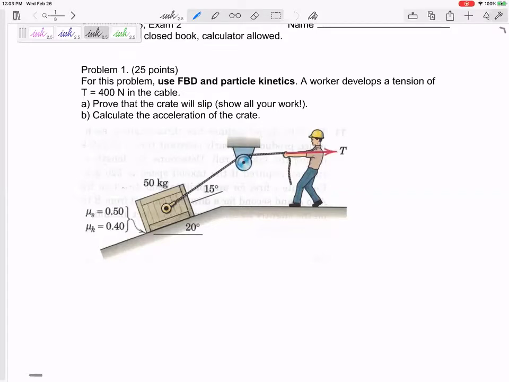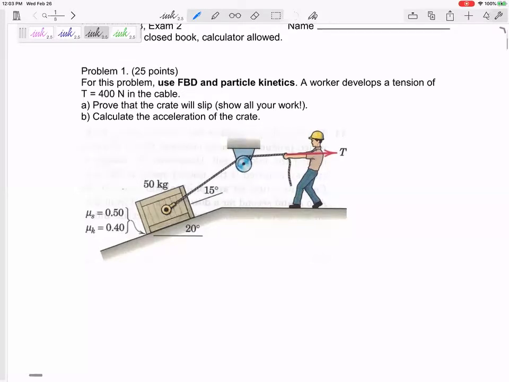All right, so let's look at this one. So for this problem, use free body diagram, particle kinetics. So even though there are a couple of problems that possibly you could use energy on one of these first 2 problems and still get the right answer, I'm looking for free body diagram. All right, so I'm gonna be grading free body diagram, particle kinetics.